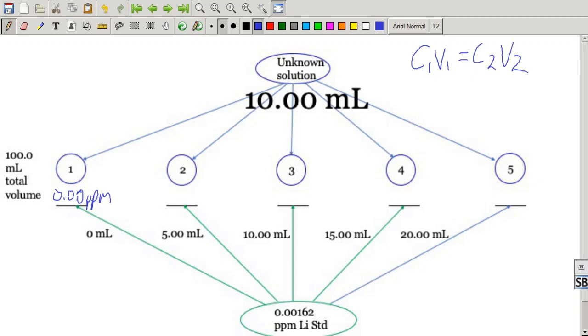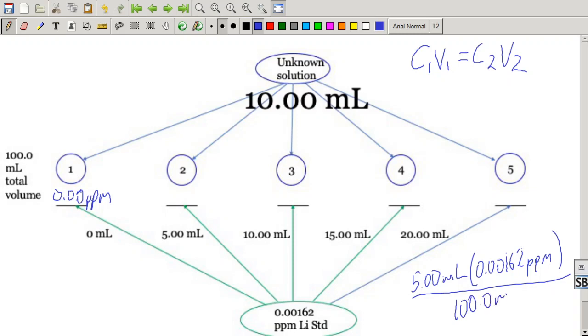Remember, especially in really low concentrations, we can define parts per million as milligrams per liter. And so, for this first solution, we're going to take 5 milliliters. We're going to multiply that by the concentration of lithium in that solution. And then we're going to divide that by the total volume of the diluted solution. So essentially, it's a 20-fold dilution. So if I do my math correctly, it's 0.00081. Is that correct?